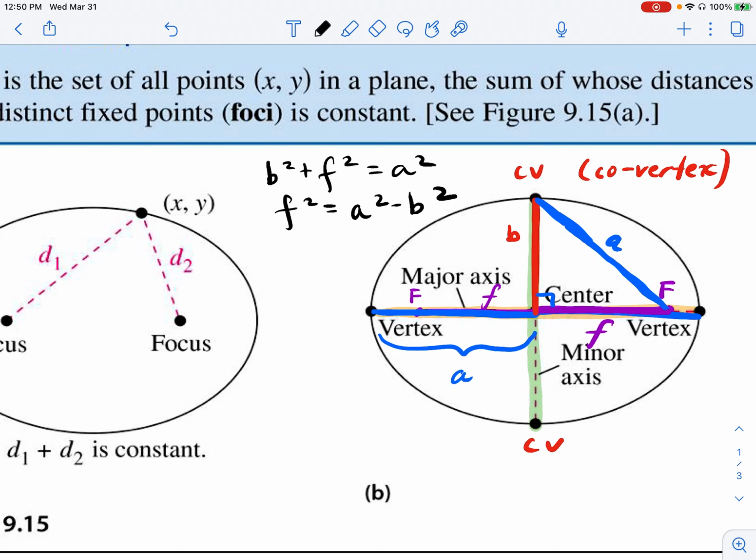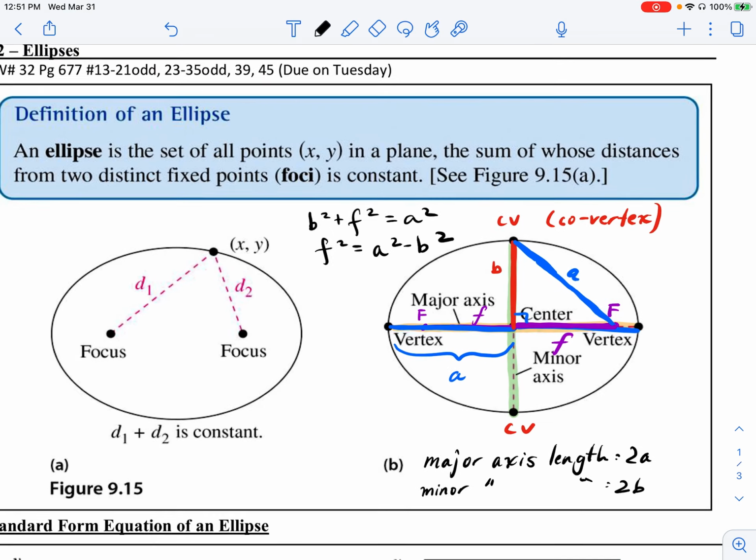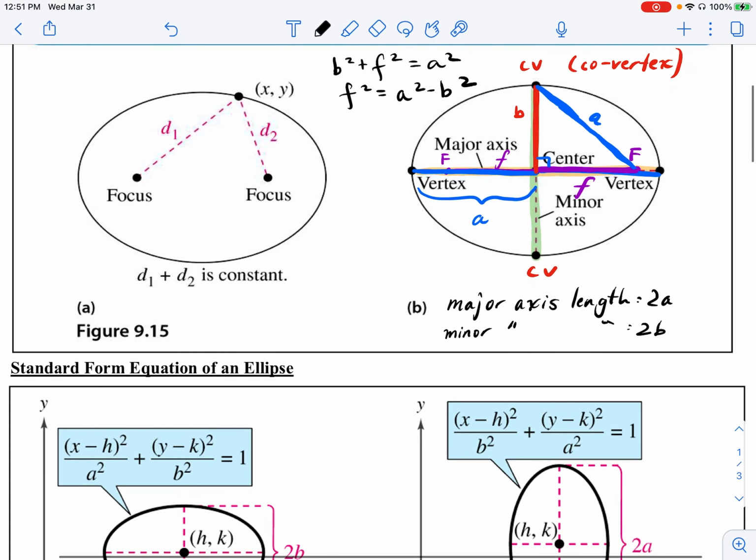We know that the major axis is the axis that runs through the center, your vertices, and your foci. So we can then say that your major axis length is twice the value of whatever your A is, since A represents the distance from your center to your vertex, or one of your vertices. Your minor axis length is then going to be 2b, because it's twice the length of the distance from the center to your co-vertices.